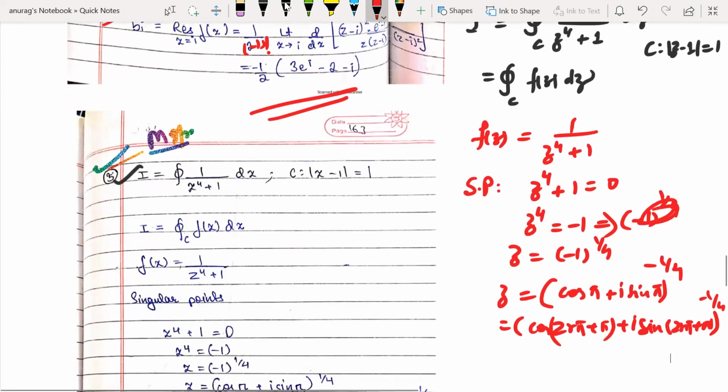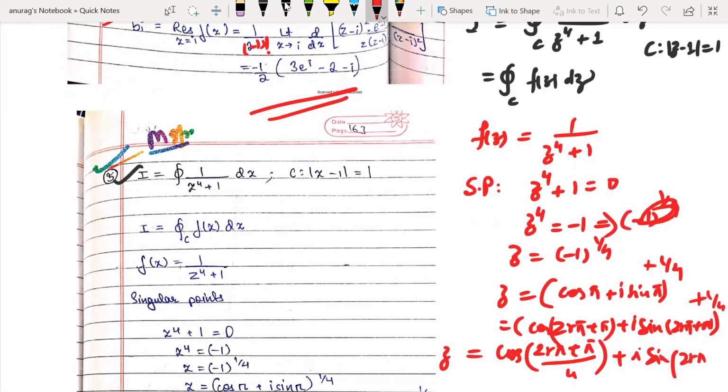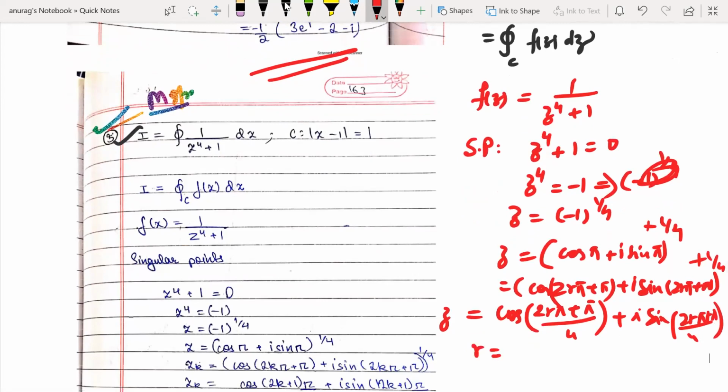Now use the de Moivre theorem. So cos of (2r pi plus pi) by 4, that is the power 1 by 4, plus i sin of (2r pi plus pi) by 4. Now, what is the value of r? r equal to 0, 1, 2, 3 here, because we will have four roots only.